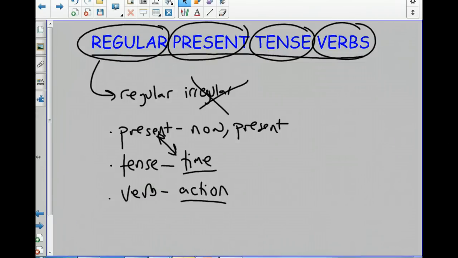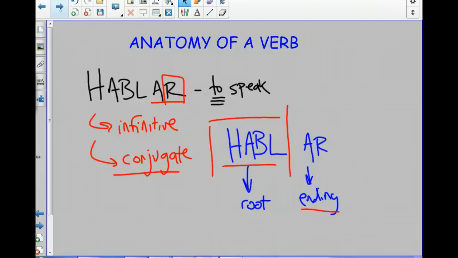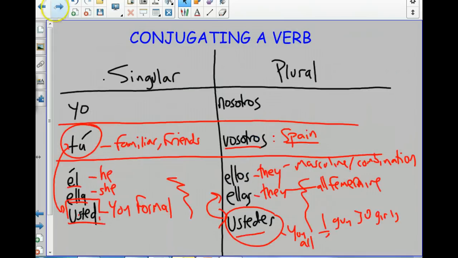Hola chicos, entonces hablamos de regular present tense verbs. Ya sabemos qué es regular, qué es present, qué es tense, qué es verbs. Nosotros hablamos de la anatomía de un verbo, infinitivo, conjugaciones, etc. Sabemos toda esta información aquí.